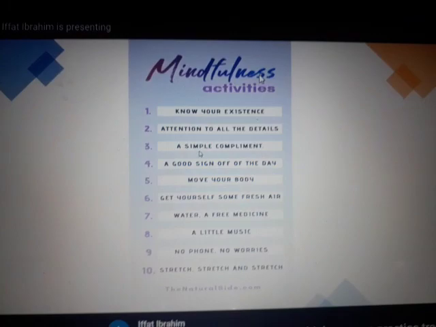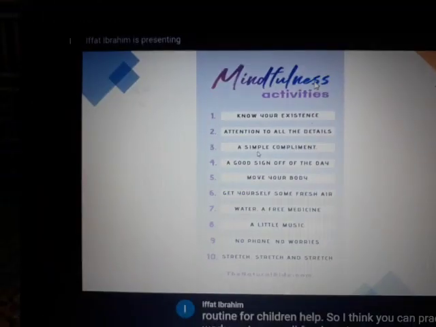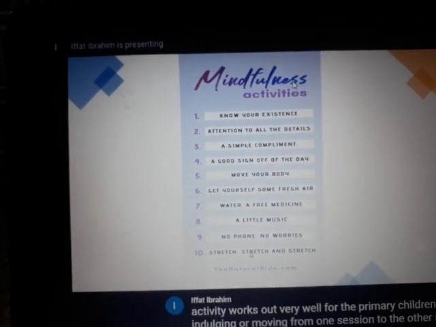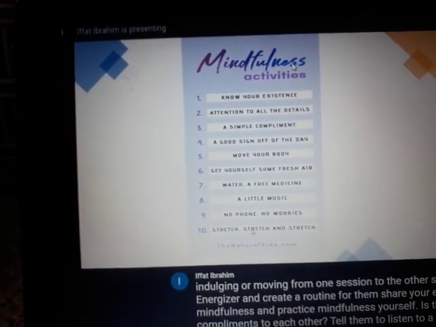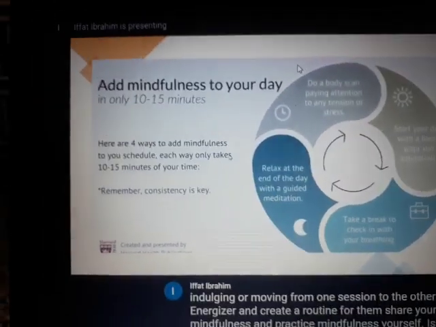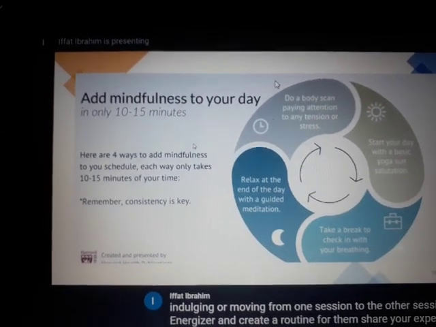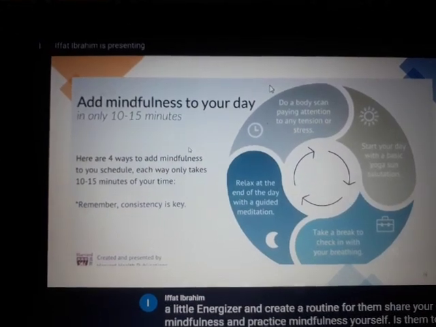Teach them to pay compliments to each other. Tell them to listen to a little music. Tell them to stretch. So now add mindfulness to every day in just 10 to 15 minutes.